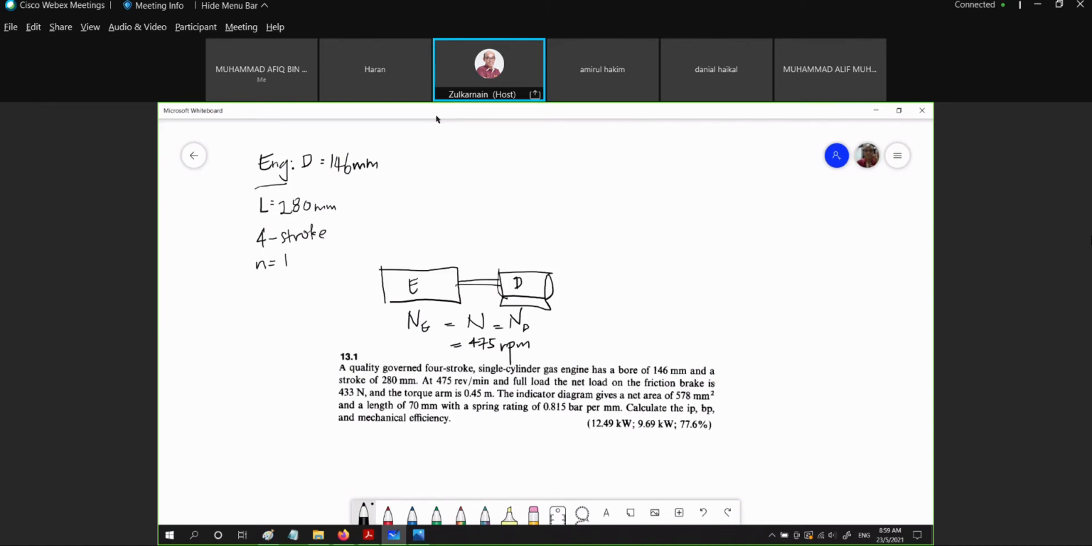And then given to us here at full load, the net load on the friction brake. What is the friction brake? The friction brake is the dyno part. The dyno gives the friction effect. So the friction on this dyno is given as 433. Alright. And then we find that the torque arm R is given as 0.45 meter, the dyno part, because only with the dynamometer do we have a device to measure our torque.